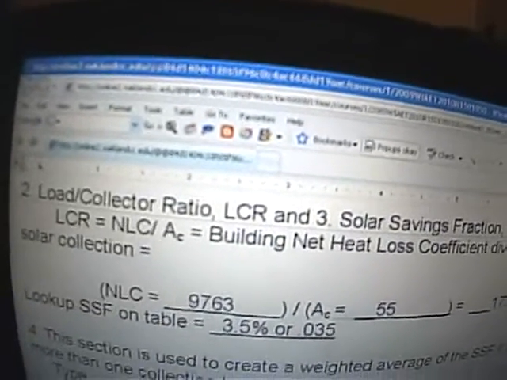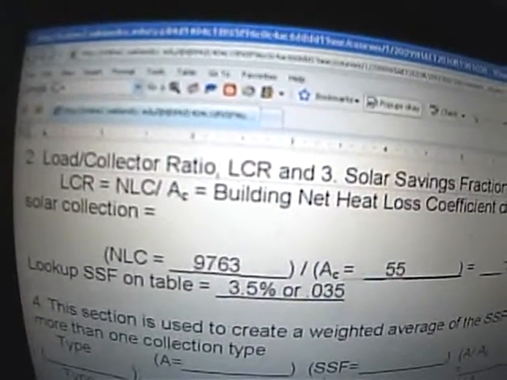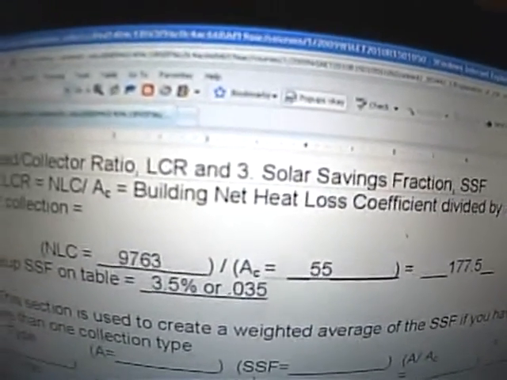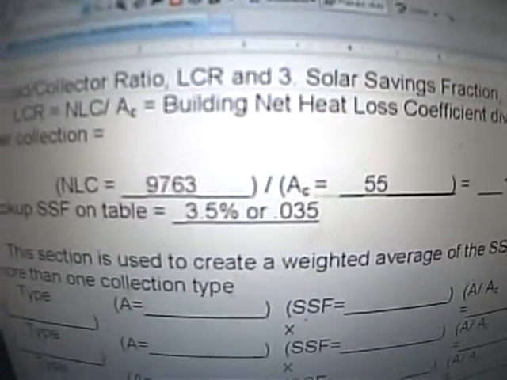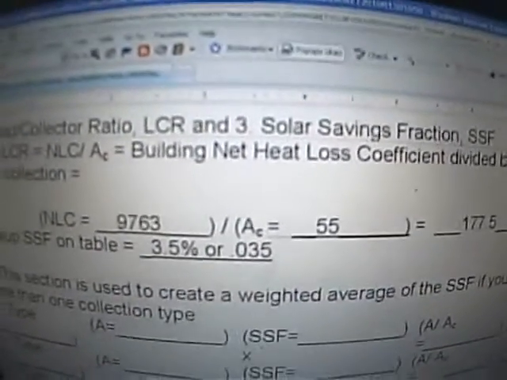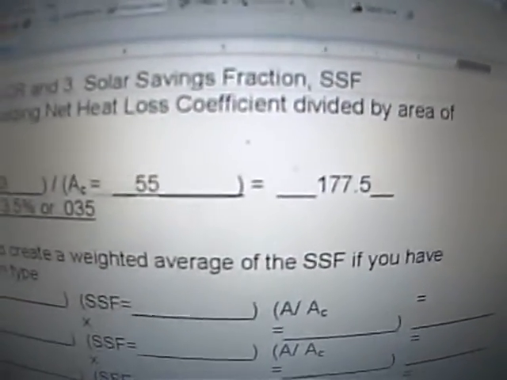Now the load to collector ratio is just what it sounds like. It's the heat load of the house divided by the square foot of the collector area. The heat loss of the house we know because that's the NLC that we just calculated. See right there? Divided by, that's what that slash is, the A sub C, which is the south-facing glass. In this case, 55 square feet. So if you take a calculator and you calculate that out, 9,763 divided by 55 gives you 177.5. Now that number is known as the LCR, the load to collector ratio.